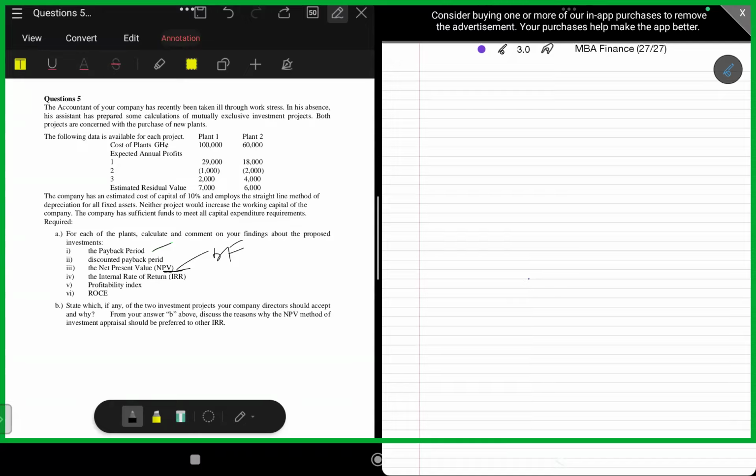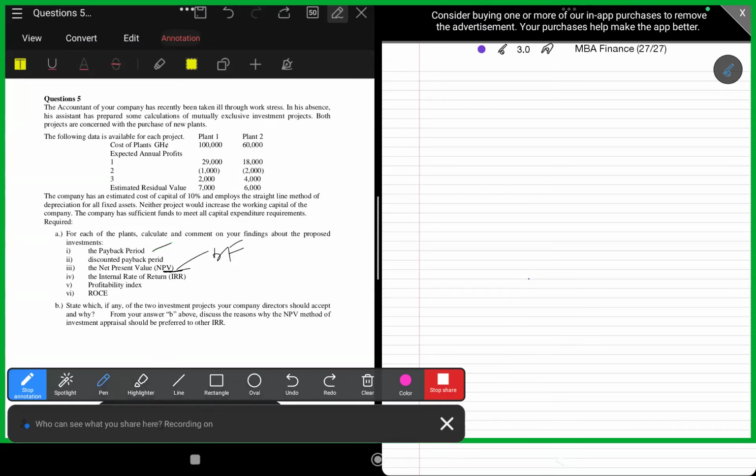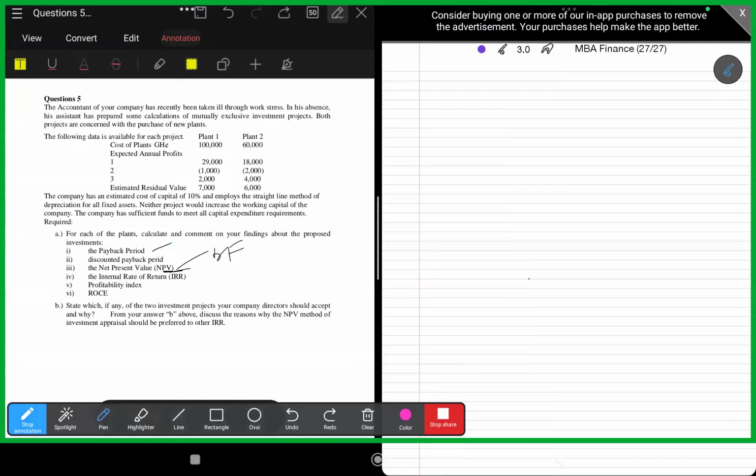So now, let me explain this very question here. There are some elements we need to think of. Mostly we can have cash flows and we'll just go on and prepare the payback and discounted payback. But in this case, the figures we have are not cash flows. They are expected annual profits. So year one, year two, year three. They want to purchase two plants, basically. One is costing 100,000, one is costing 60,000.